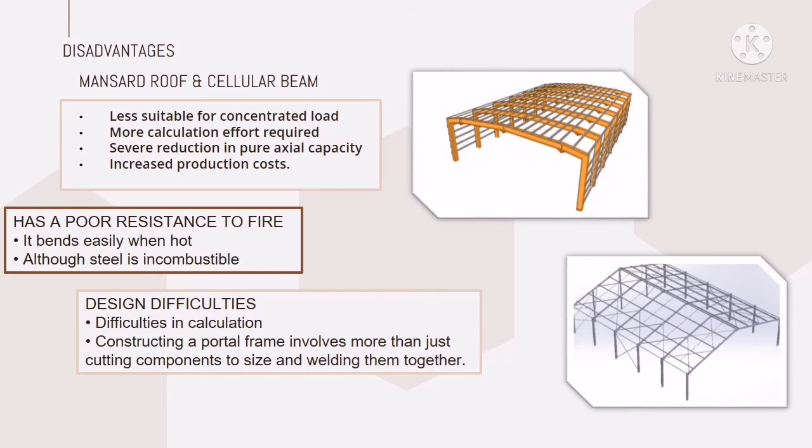For the disadvantages of portal frame and cellular beam, first, it has a poor resistance to fire. It bends easily when hot, although it is still incombustible. Second, design difficulties. Difficulties in calculation. Constructing a portal frame involves more than just cutting components to size and welding them together.